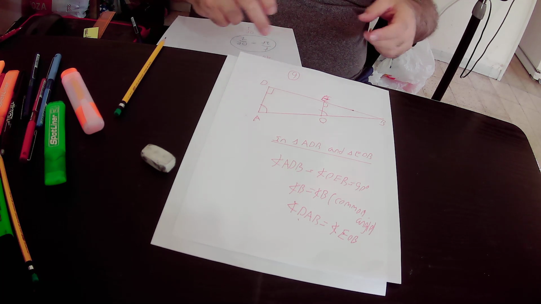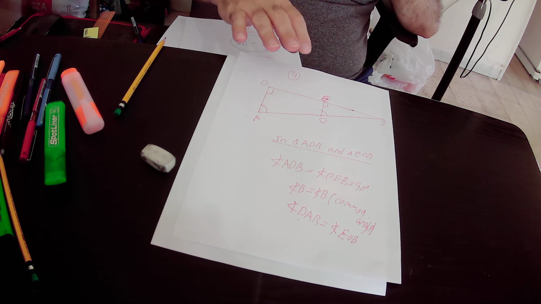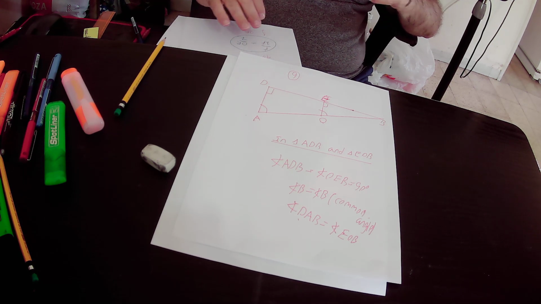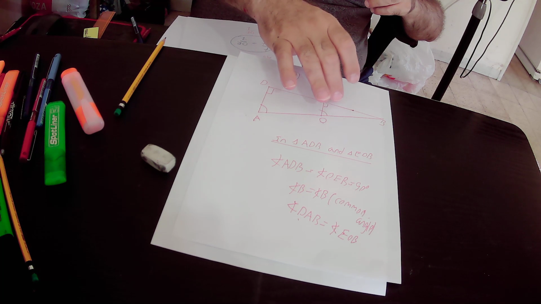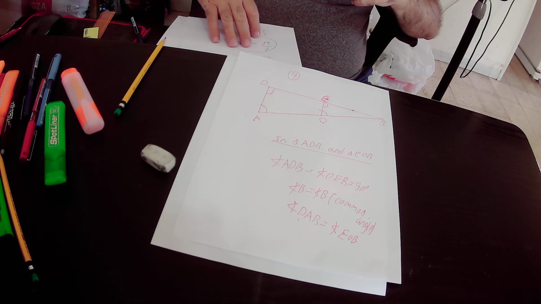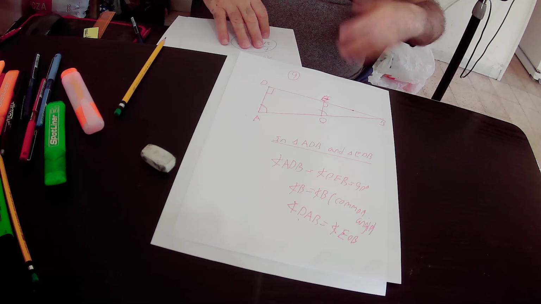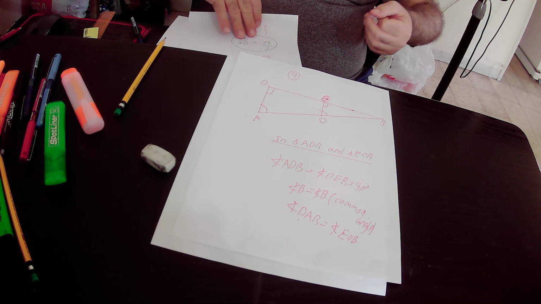Therefore, those two triangles are similar to each other, according to the angle rule. If you prove that three angles in one triangle are equal to three angles of the other triangle, then those two triangles are similar to each other. Therefore, triangle ADB is similar to triangle EOB. And from this similarity, the following relationship exists between the sides of these two triangles.